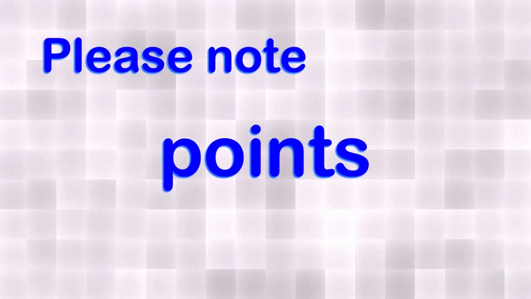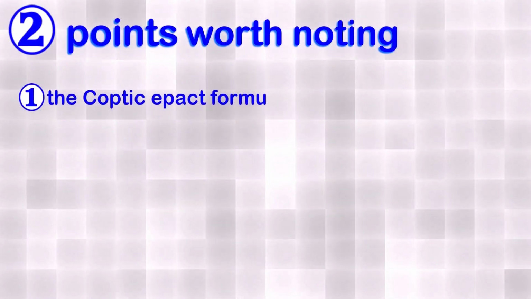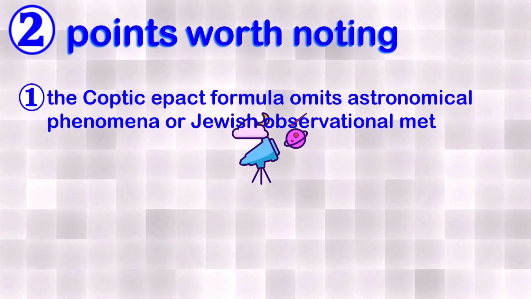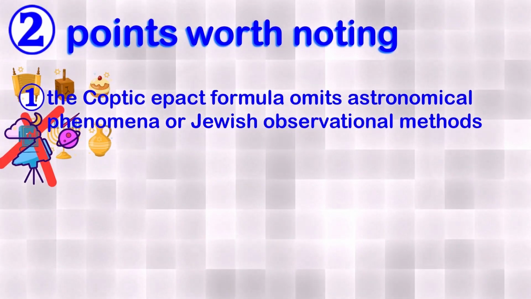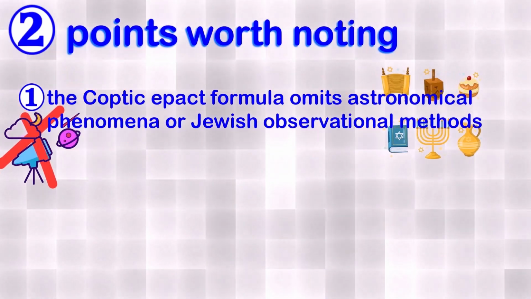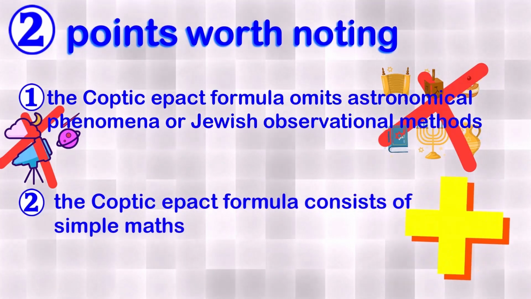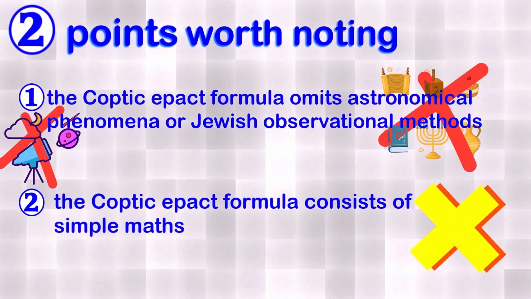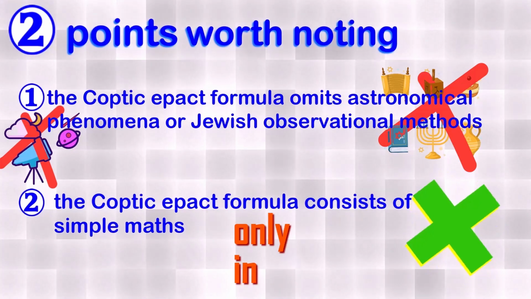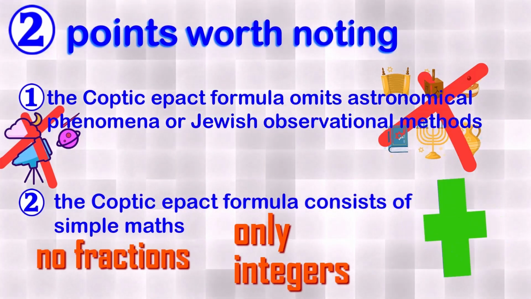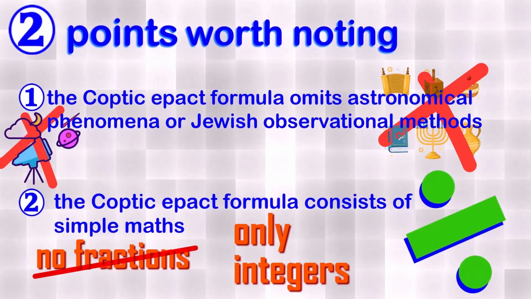Two points are worth noting. The forefathers aimed for the Coptic Epact calculation to get rid of any astronomical phenomena or even any calculations or observations made by the Jews. And secondly, for the reckoning of the Feast of the Resurrection to rely on simple methods of calculation using only integers rather than fractions or complex arithmetic operations.